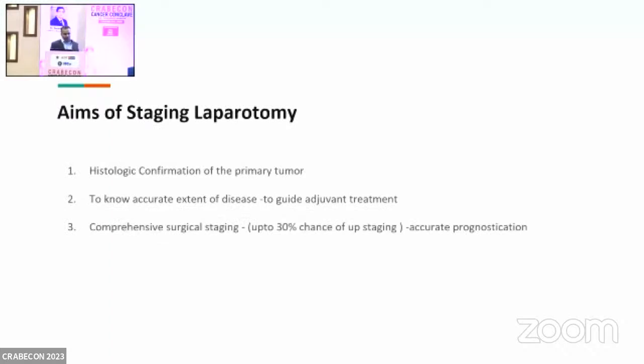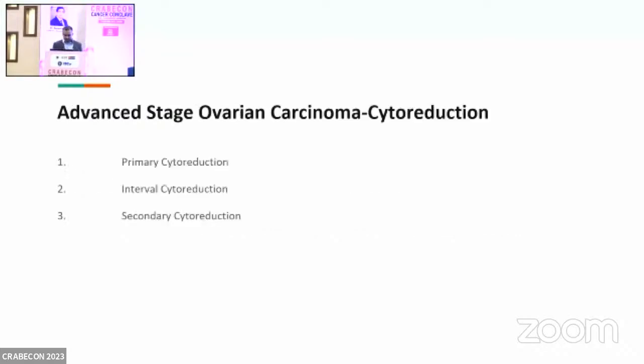So what are the aims of staging laparotomy? First of all, we confirm the histology of the tumor, because in most cases of ovarian carcinoma, we do not do a preoperative biopsy. Second is to know the accurate extent of the tumor and to guide the further management, whether to give adjuvant chemotherapy or not. Then third is the comprehensive surgical stage is achieved. There is up to 30% chance of upstaging the disease, and therefore it leads to accurate prognostication.